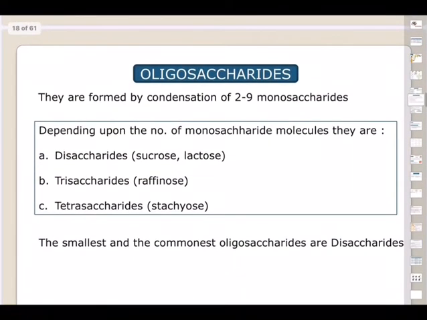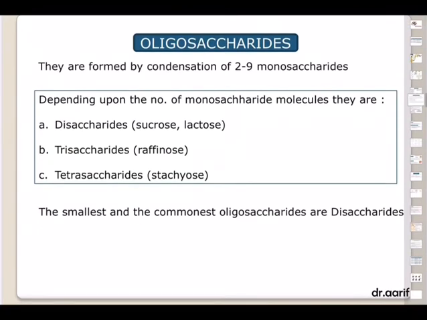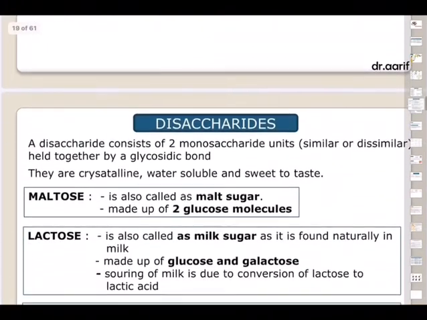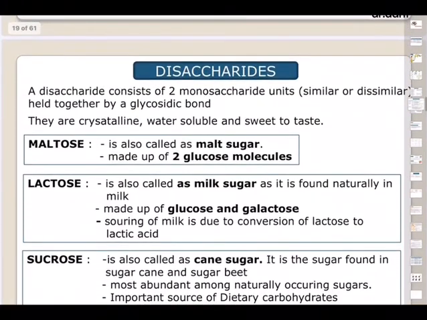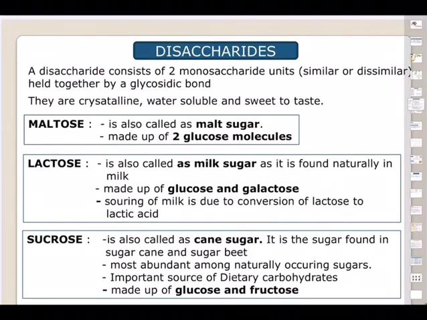And then oligosaccharides, as I said, they are formed by condensation of 2 to 9 monosaccharides. Depending upon the number of monosaccharides, further oligosaccharides can be disaccharides like sucrose and lactose, trisaccharides like raffinose, tetrasaccharides like stachyose. The smallest and the commonest oligosaccharides are disaccharides. So disaccharides are very, very common. We are using them in our day-to-day life.